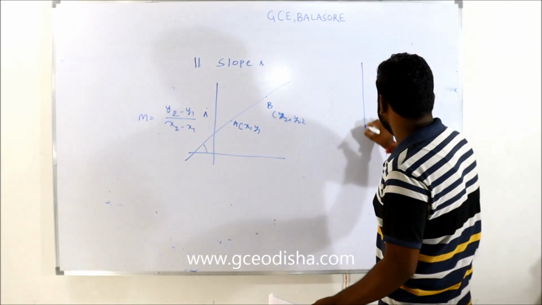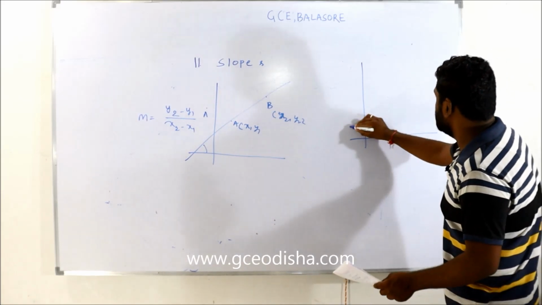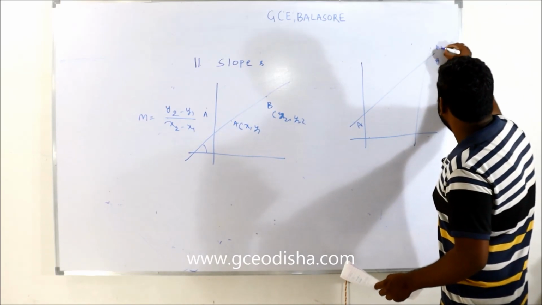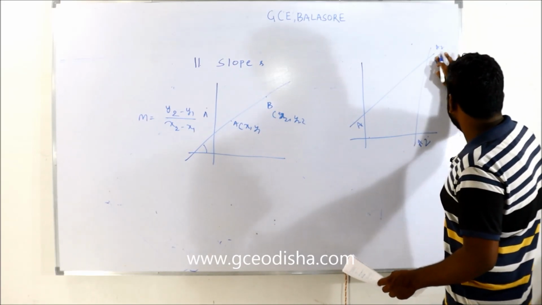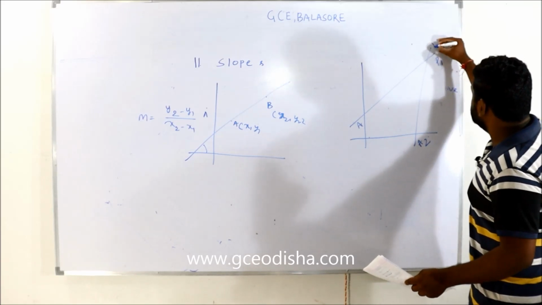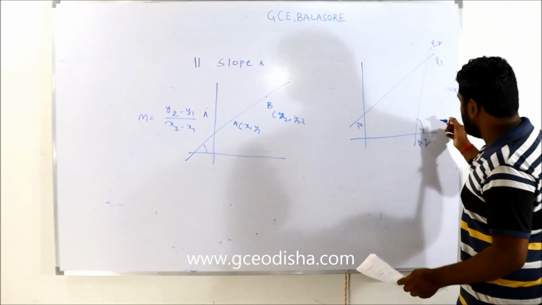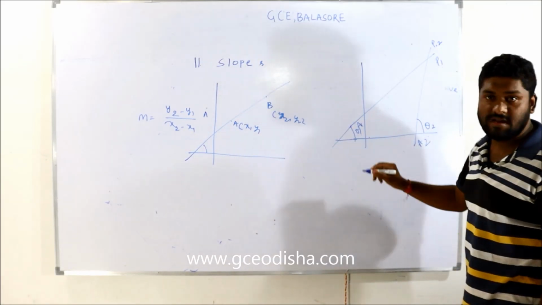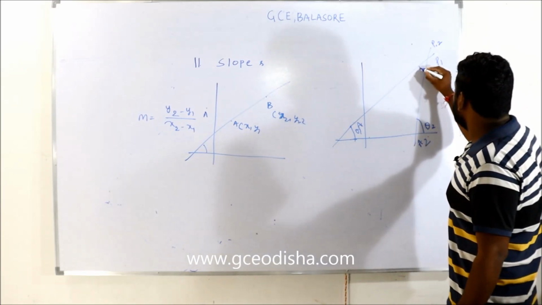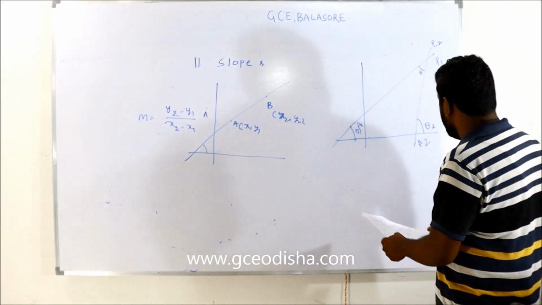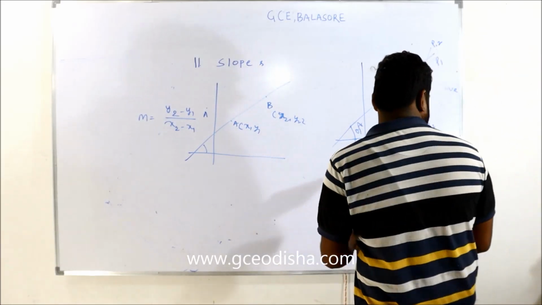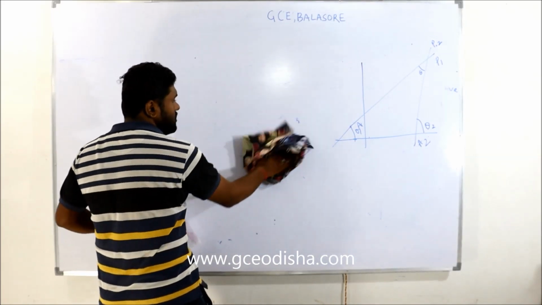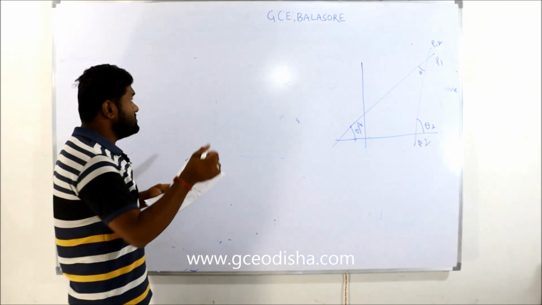Let there be two lines. This line is A1 P1, and this line is A2 P2. This makes an angle theta 2, and this makes an angle theta 1, right? Then what is the angle here? Means the angle between two lines. This is another concept, called angle between two lines. This type of question will come in your entrance exam.